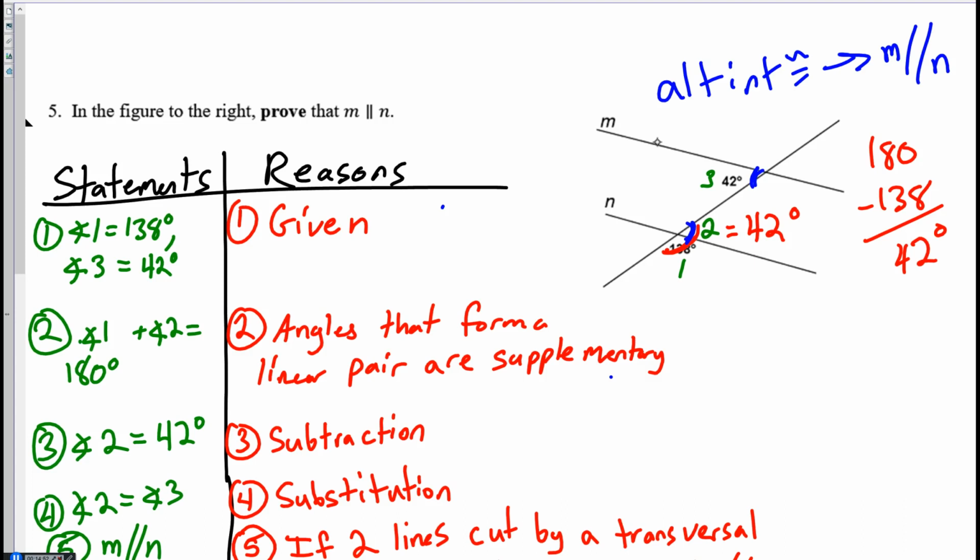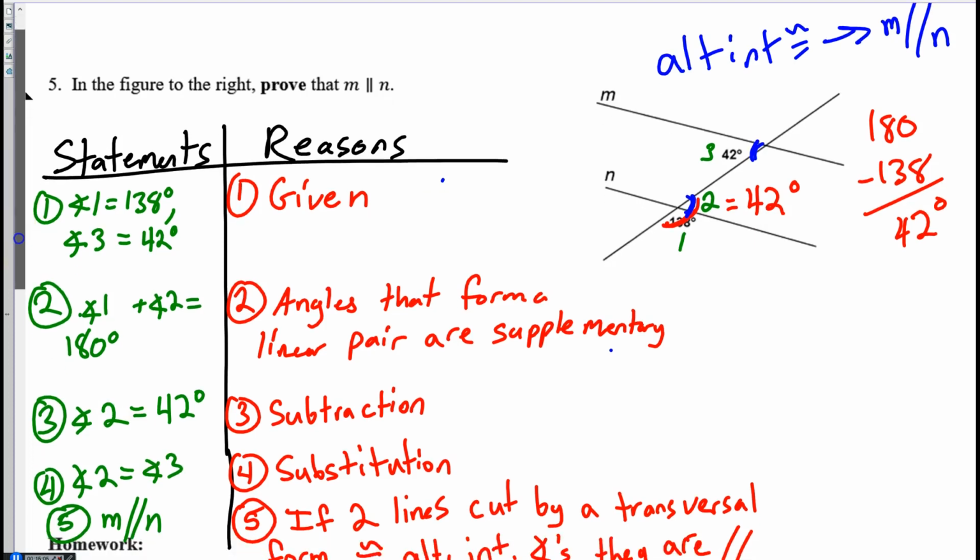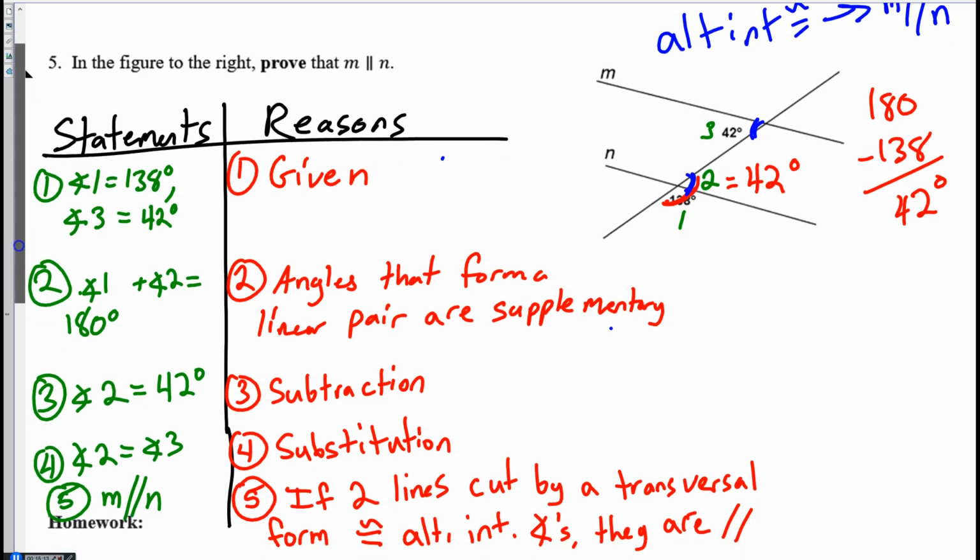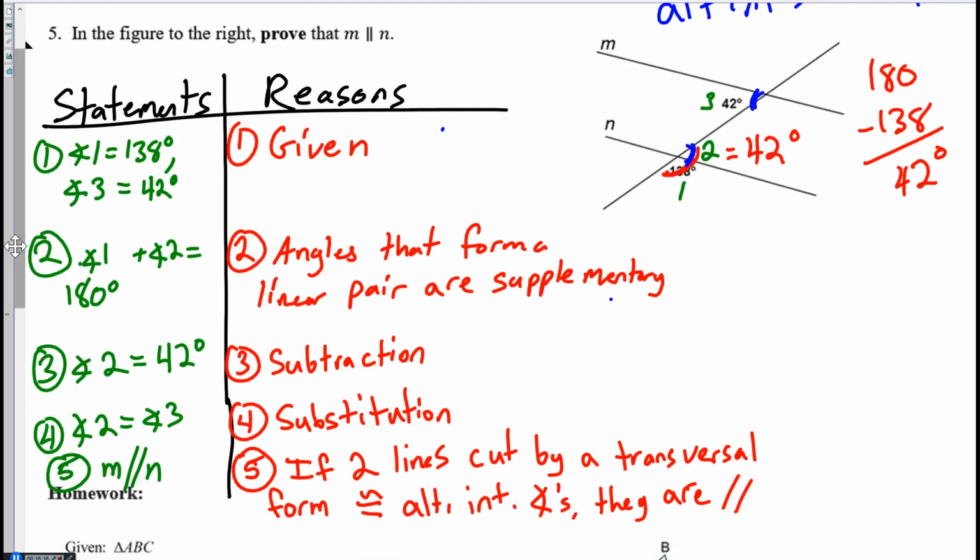I stated my givens, and then I said that angles that form a linear pair are supplementary. So that's for angle 1 and angle 2. And I know that angle 2 is equal to 42 degrees by the properties of subtraction. I just subtracted 138 on both sides of the equal sign. I said that angle 2 is then congruent to angle 3, just by a substitution property. Because even though we're using numbers, angle 2 is 42, and angle 3 is 42. So I could set them both equal to each other there.